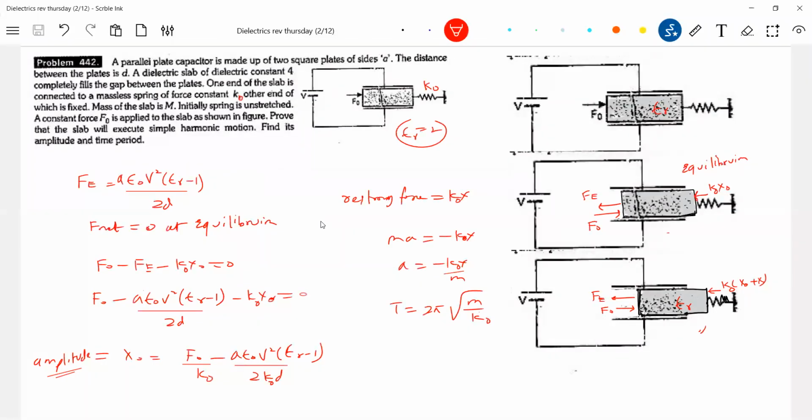Now they may ask you what are other things. If there are more than one option, definitely I will try to stress other things. As it is executing SHM, what about the work done by the cell? As I push it, this F naught will be continuously acting here. So what about the work done by the cell when it is oscillating? Will it do only positive work? Only negative work? No, it does positive work as well as negative work.